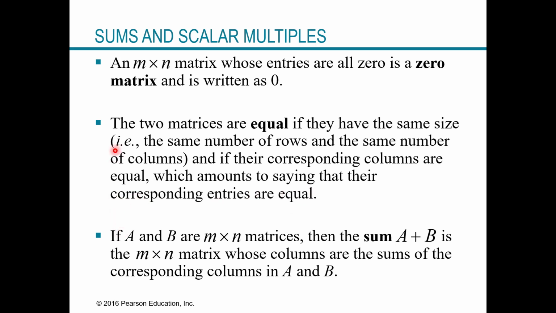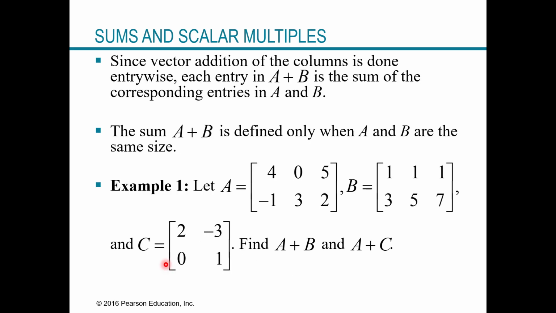And then if we want to talk about adding these, if A and B are both the same size matrix, then you can add them, and the result is that same size matrix whose columns are the sums of the columns of the 2 that you added. Okay, so when you're adding matrices, they have to be the same size to begin with, and then the resulting matrix is going to be the same size as well.